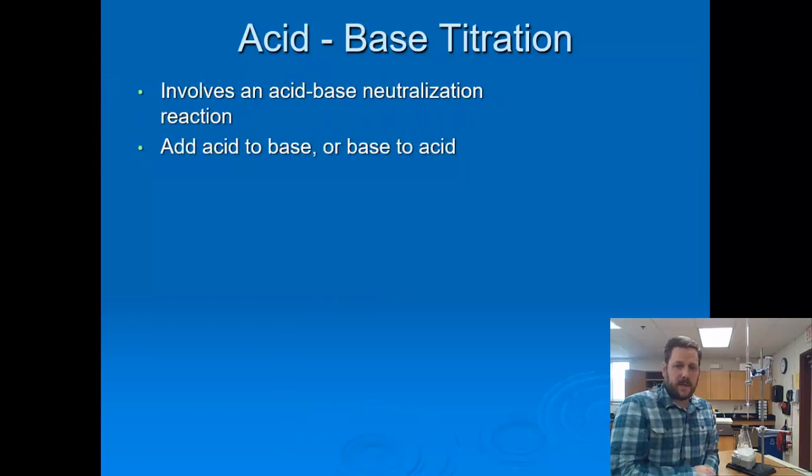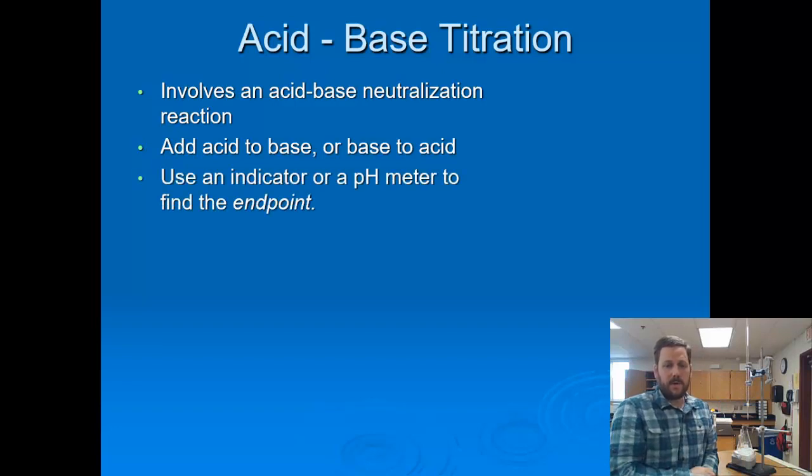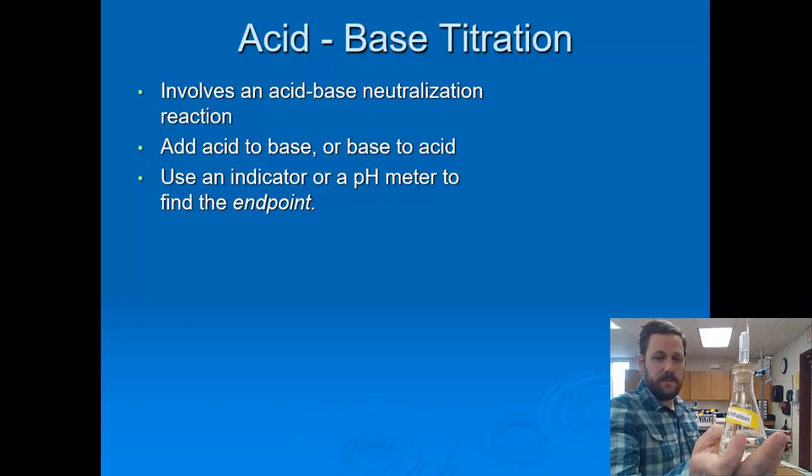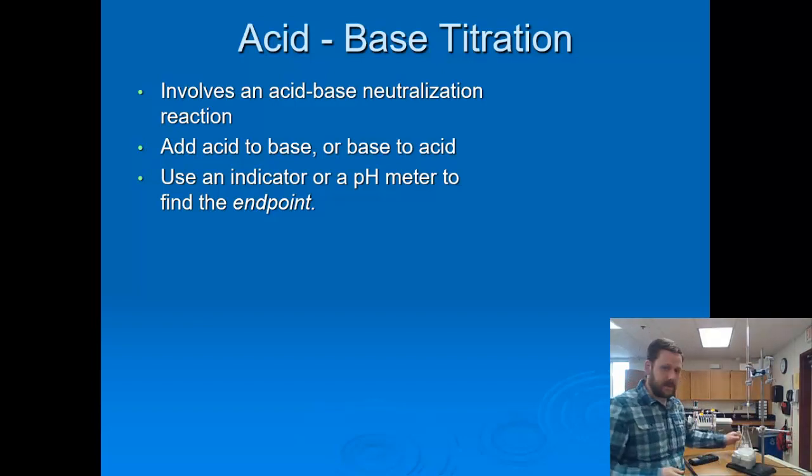Now, an acid-base titration involves an acid-base neutralization reaction. You can add acid to base, or in this case, add base to acid. Now we're neutralizing one chemical with another, and we're going to use a pH meter or an acid-base indicator, like this substance called phenolphthalein, which is going to turn pink when the solution becomes basic. Either way, we'll be able to determine the endpoint of the solution, or the endpoint of the titration.